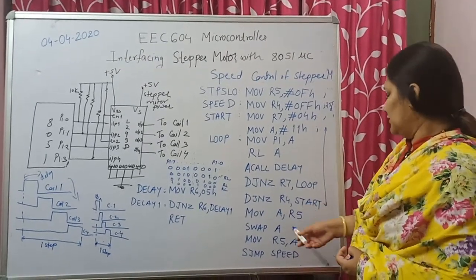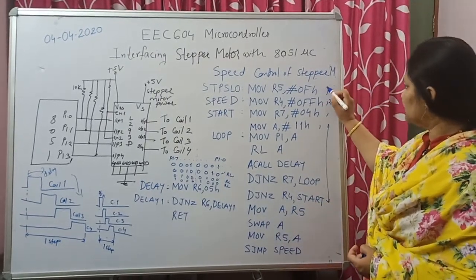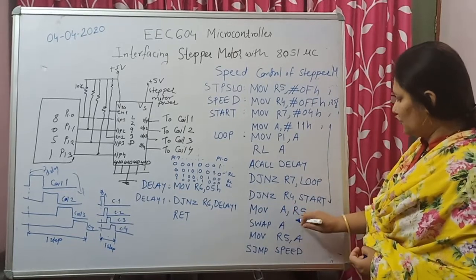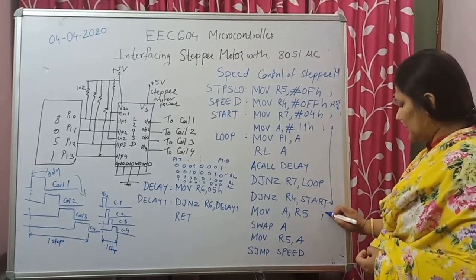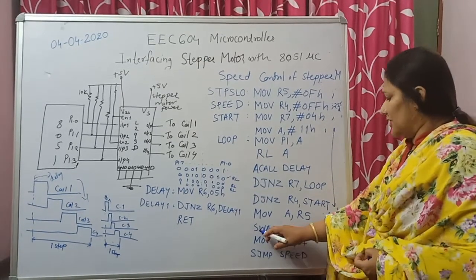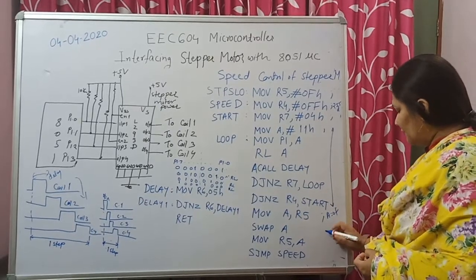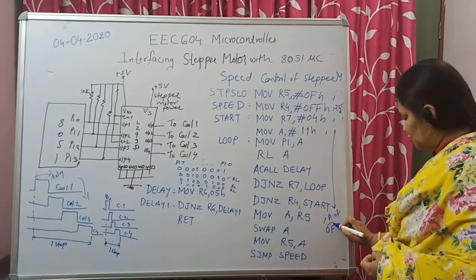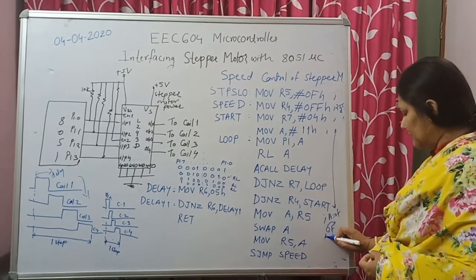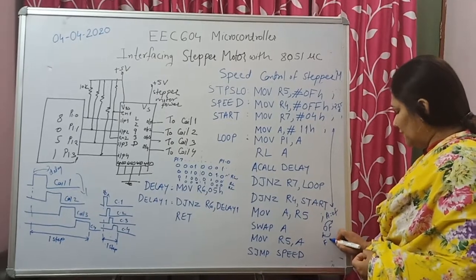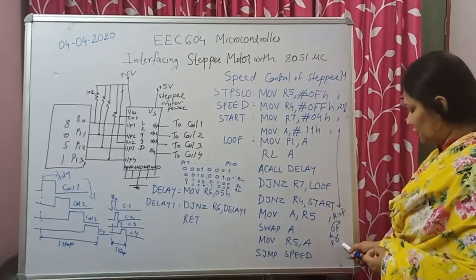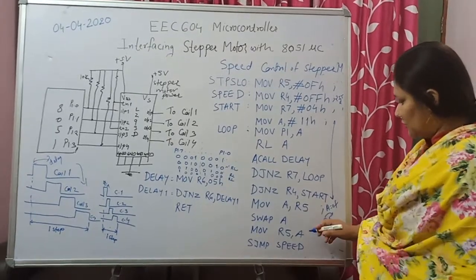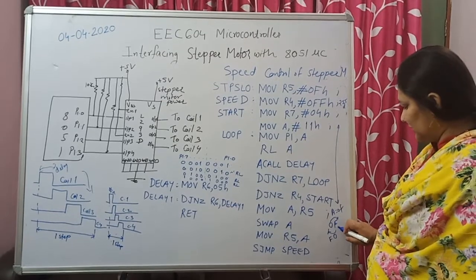Then what we have done: I have not yet explained why we have taken this R5. We have taken 0F in the R5 register. Here we are taking that content into the accumulator, so the accumulator now contains 0F. We are swapping the contents of the accumulator. What does swapping do? The higher nibble goes to the lower nibble and the lower nibble goes to the higher nibble. So after swapping, the contents of the accumulator become F0. 0F becomes F0 because this nibble is shifted to the most significant nibble and this nibble to the least significant nibble.